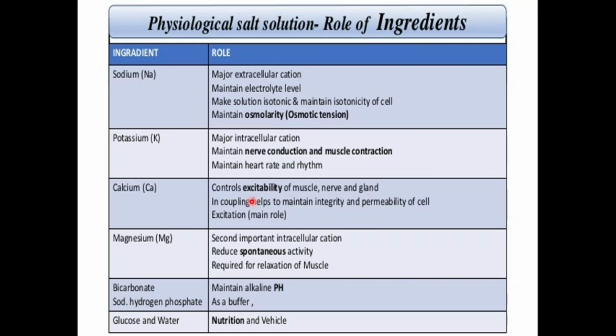Calcium is responsible for the contraction of the muscle, so therefore you are adding the calcium. And magnesium is responsible for relaxation. So calcium and magnesium always have the opposite action to each other. Calcium is responsible for the contraction of the muscle, and magnesium is responsible for the relaxation of the muscle.